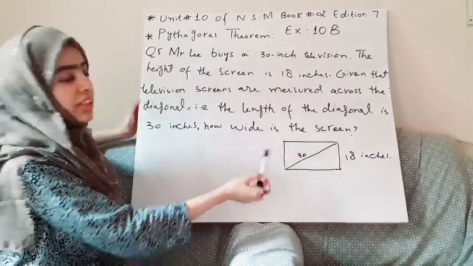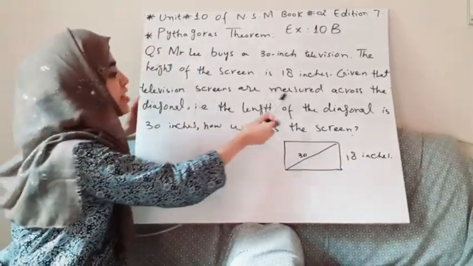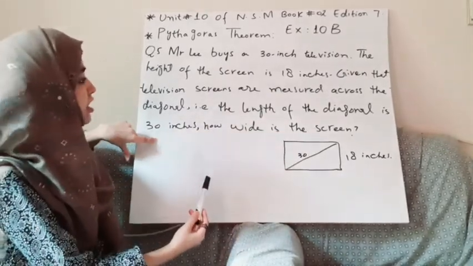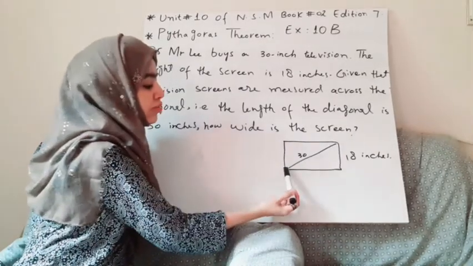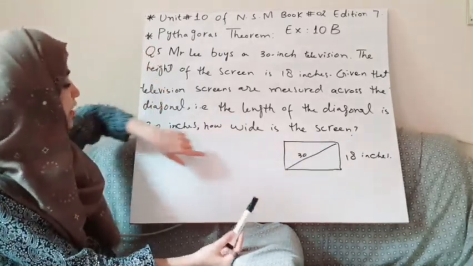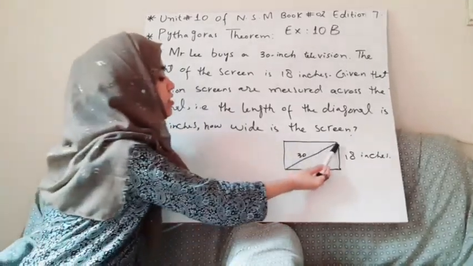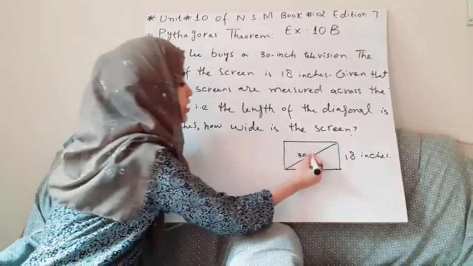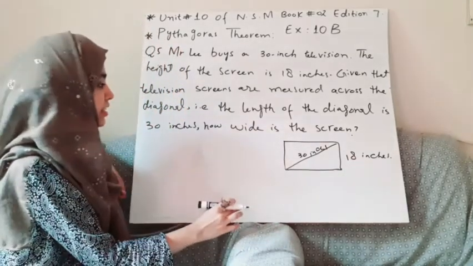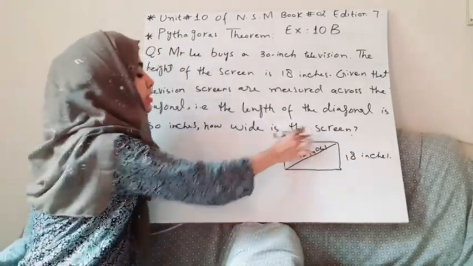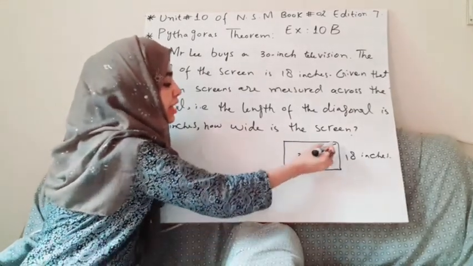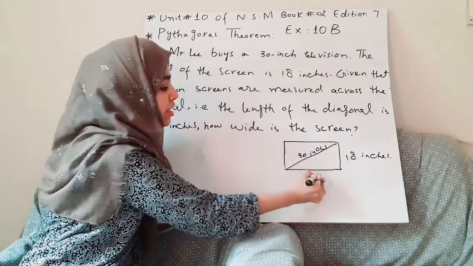What they are saying further, given that television screens are measured across the diagonal, i.e. the length of the diagonal is 30 inches. So they are saying the screens are measured in diagonal. You know what is the diagonal? The opposite side distance. So this diagonal is given. The height of the television is given, 18 inches. What they are asking: how wide is the screen? When the height of the television is 18 inches and the diagonal length is 30 inches, what is the width of this television?